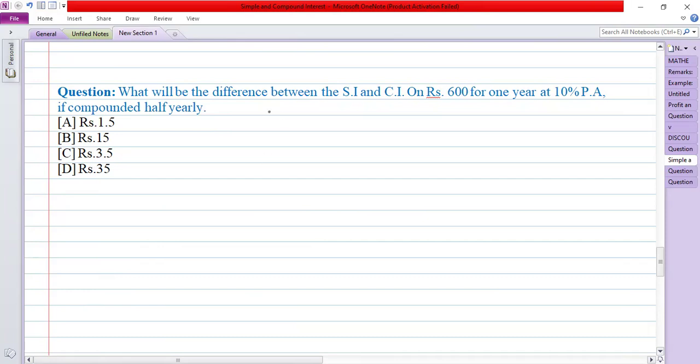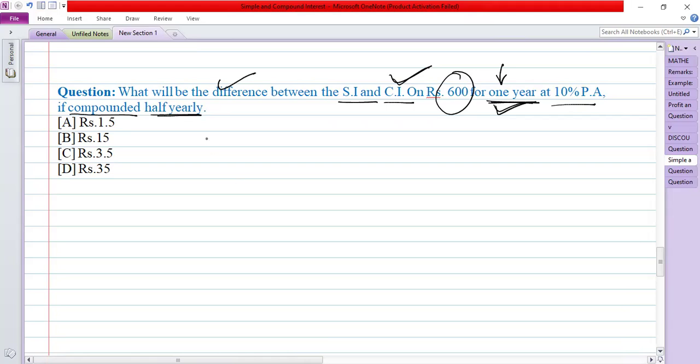Now, in this question, we have to find the difference between simple interest and compound interest on this money at this rate. But the compound interest is compounded half yearly. Okay. And obviously here, please mind, the time is 1 year. The time is 1 year. So here, please do not apply the previous formula. Actually, the previous formulas are for 2 years or 3 years, and here it is 1 year.